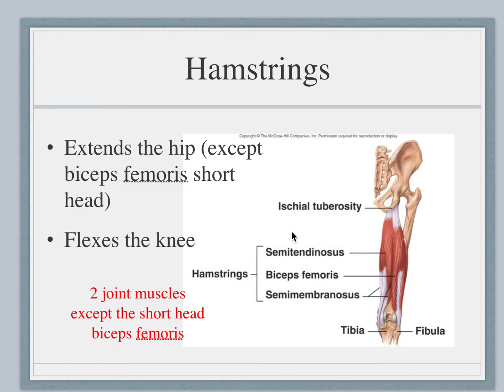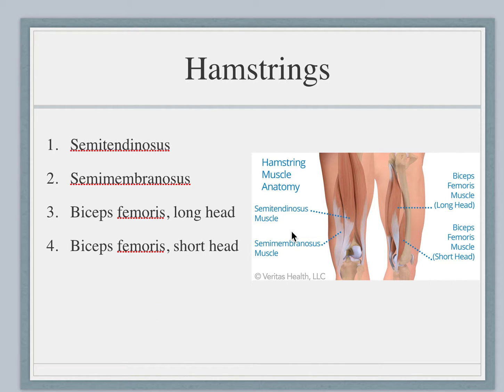But the biceps femoris short head, see if I have a picture of that. Here's the biceps femoris short head. It just crosses the knee joint. It does not cross the hip joint, so it does not affect the hip movement. Whereas the other 3 hamstring muscles also cause hip extension because they're located behind the hip joint, so when they contract, the hip is extended. Again, just remember the biceps femoris short head does not cause any hip motion. It only causes knee flexion.